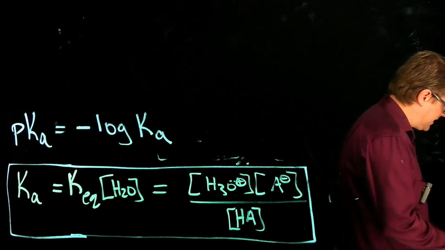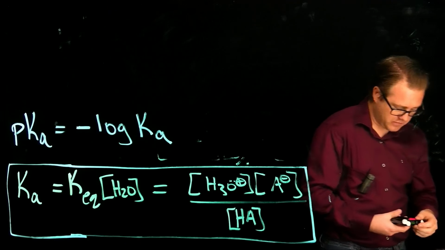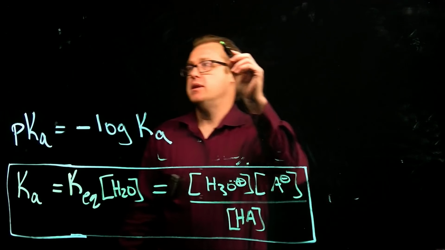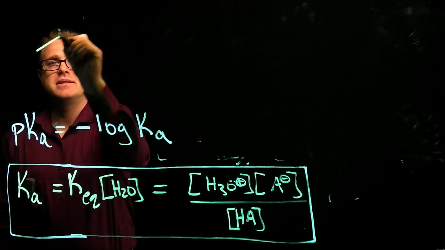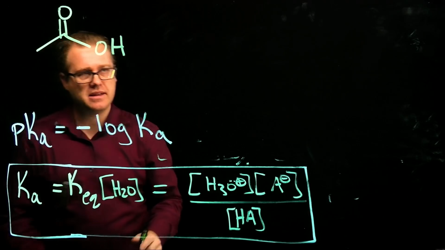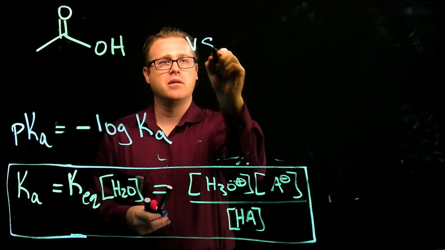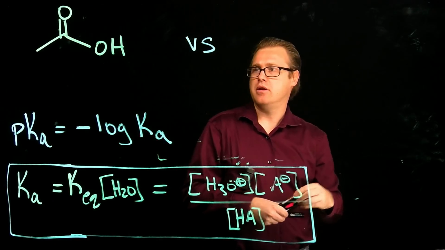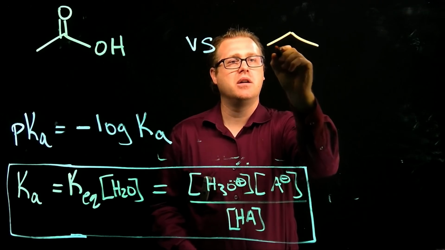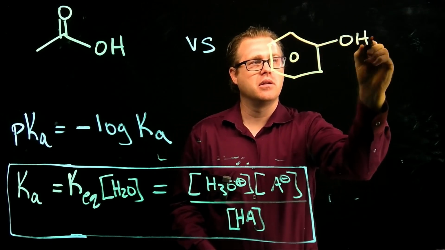So let's take a look at some real acids here. Let's take a look at acetic acid. We have acetic acid there versus phenol. And phenol looks like this. Okay.